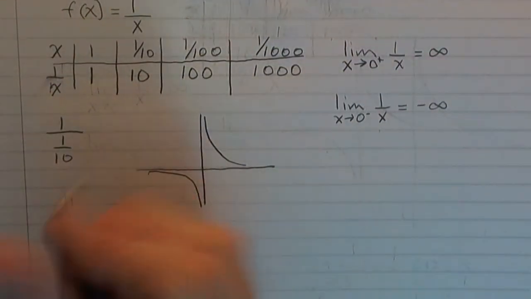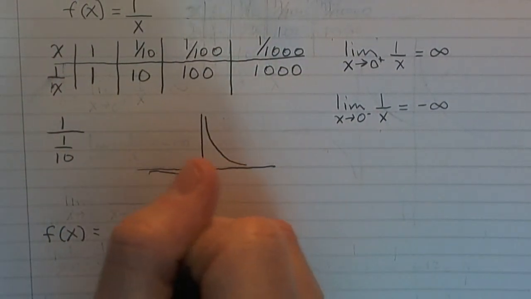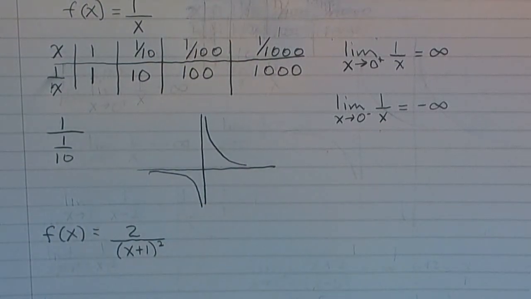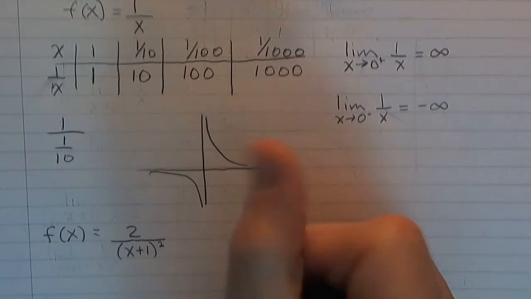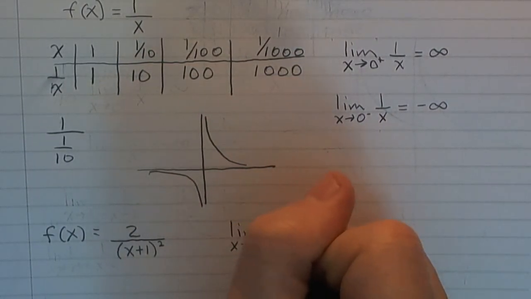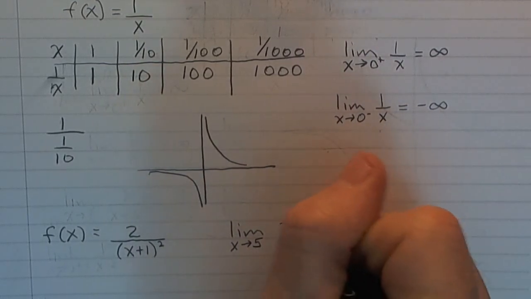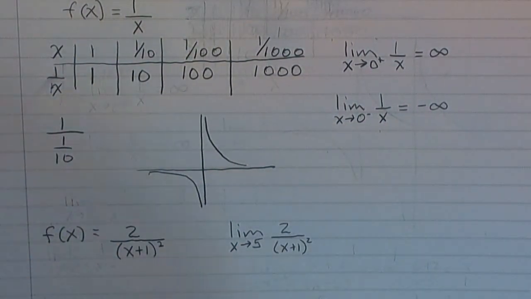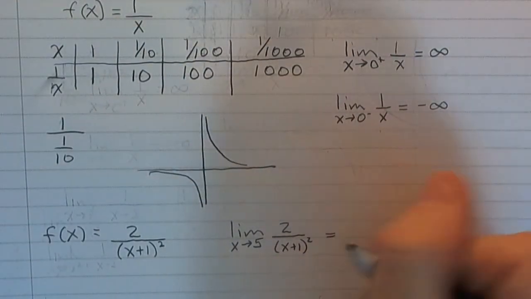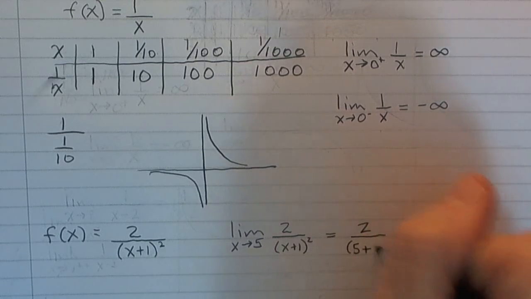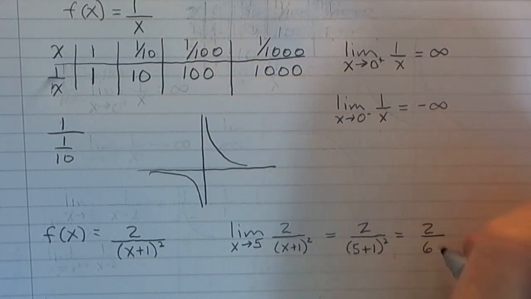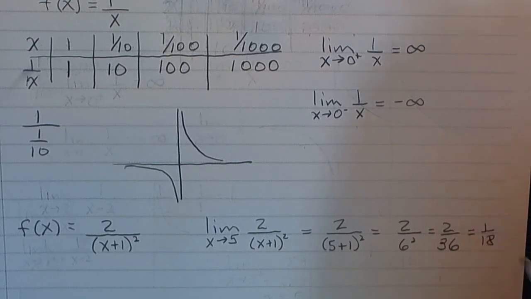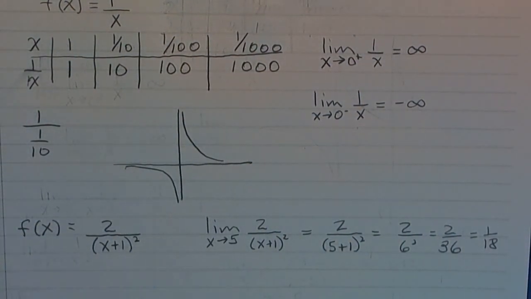Now, let's look at a function here. Let's suppose that we've got f of x equals, let's say 2 over x plus 1 squared, like this. Let's suppose we've got that function. And we want to talk about the limit as x goes to, let's say 5. Okay? So let's just suppose we've got this situation. Now, what you do generally when you're evaluating these rational function limits is, remember, you just plug in. So this would be 2 over 5 plus 1 squared, or 2 over 6 squared, which would be 2 over 36, and I guess that would be 1 over 18. Okay?